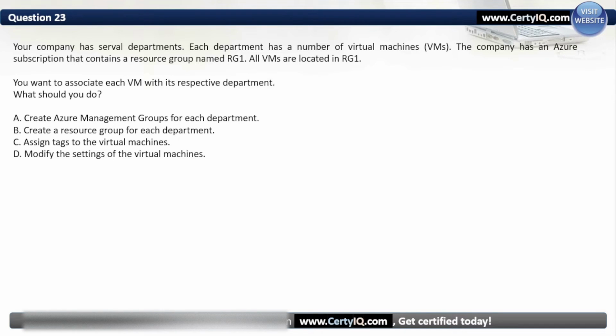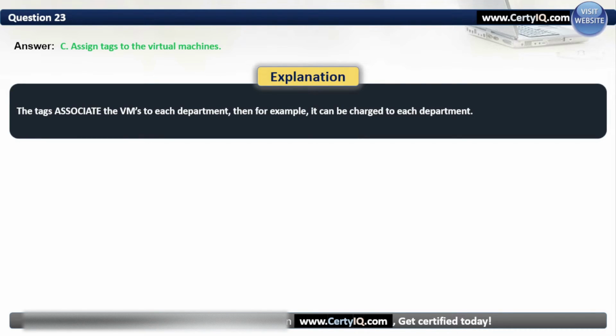The correct option is C. Assign tags to the virtual machines. The tags associate the VMs to each department. Then, for example, it can be charged to each department.